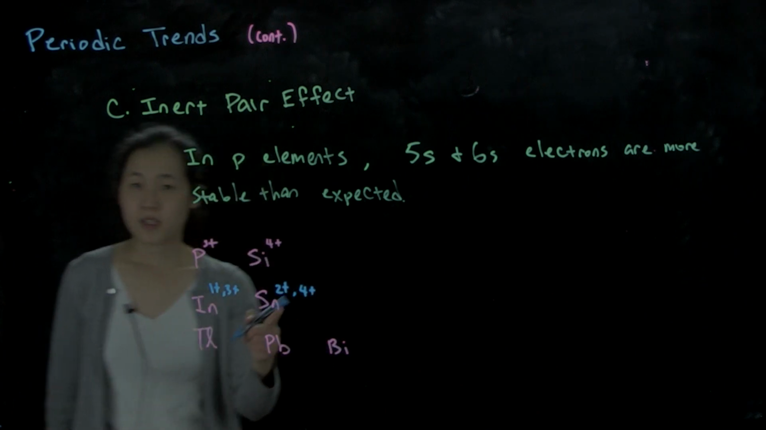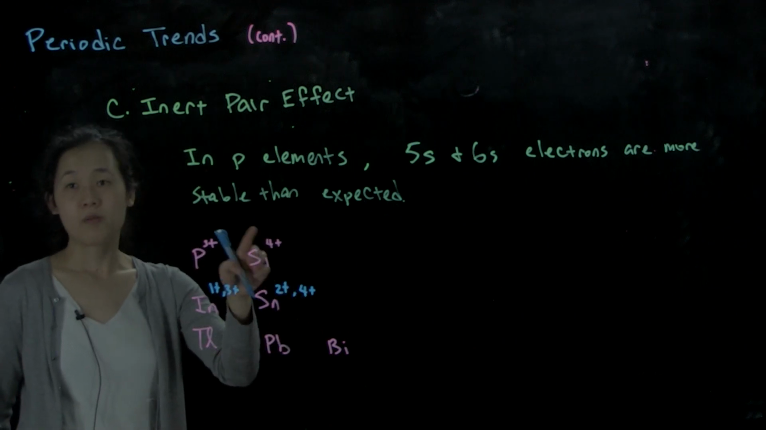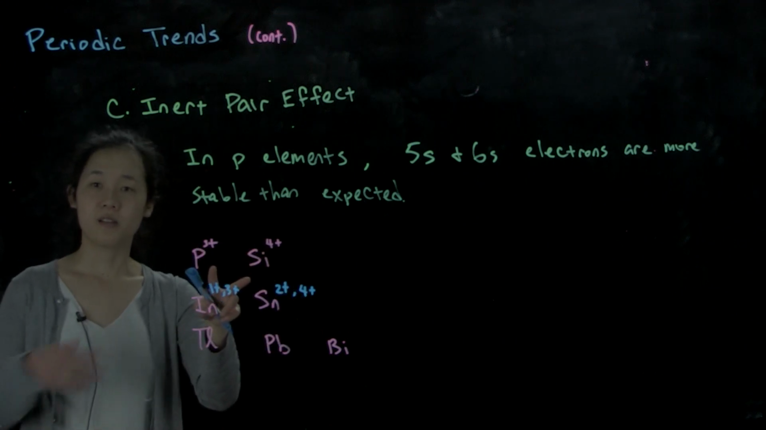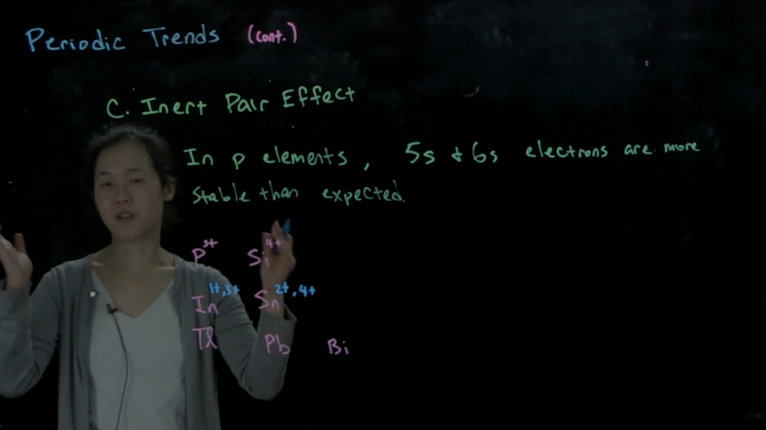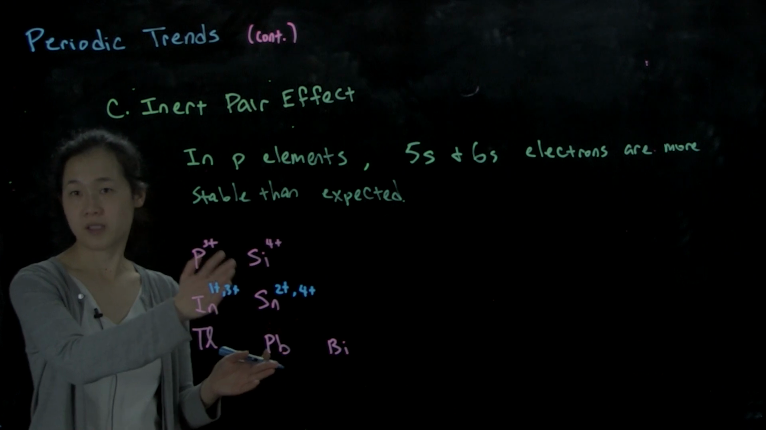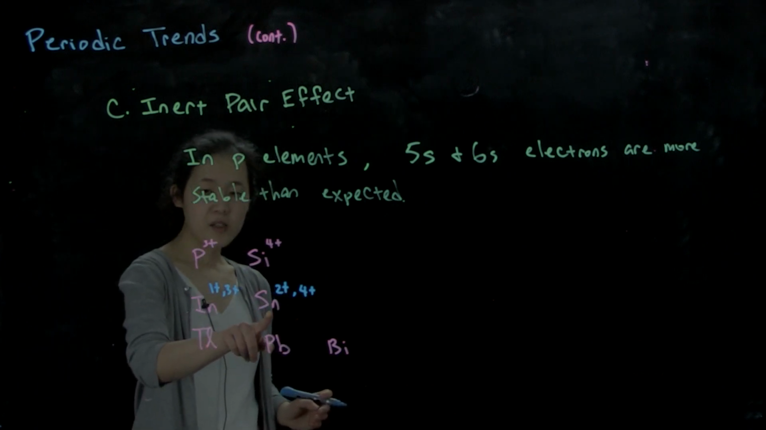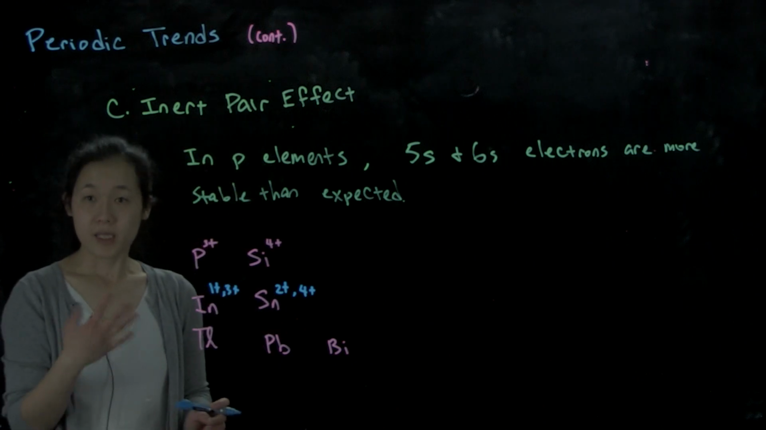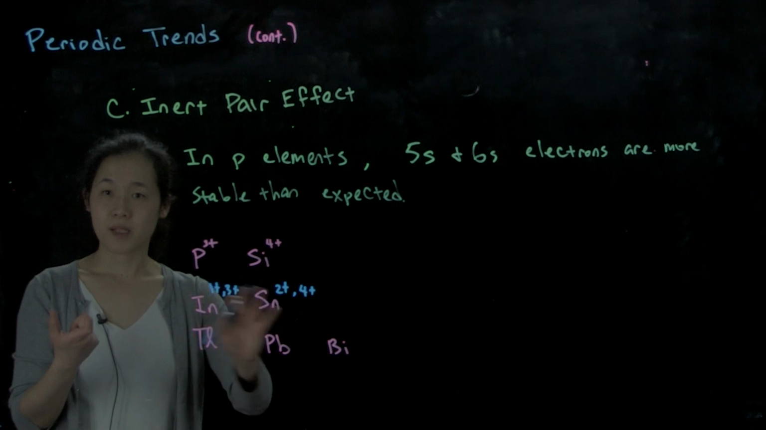So if you think about it, in the silicon 4+ oxidation state, we've removed both p electrons, and then we've also removed the 2s electrons. So then we're down to your kind of noble gas configuration in this 4+ ion state. In tin 2+ and indium 2+, we still have that s2 configuration. We've removed only the p electrons.